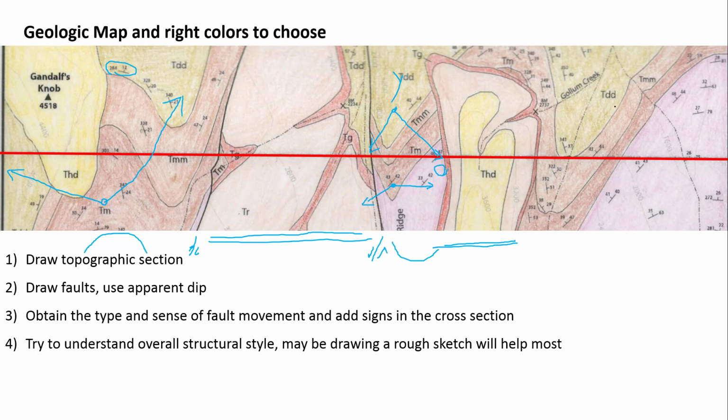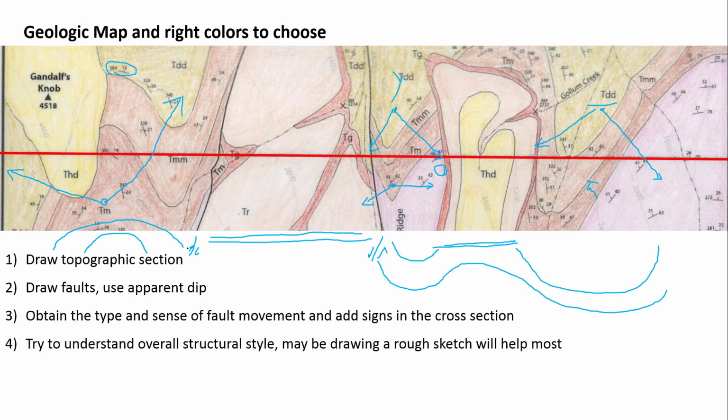Let's see what we have here. Again, it is TDD, TMM, TM, and TTS, right? The same stuff here. It's getting older that way and older this way, the same as this. So you have another big syncline here, and for sure, below this angular unconformity, you're going to have one big anticline. This is how it looks, a general sense of the area.